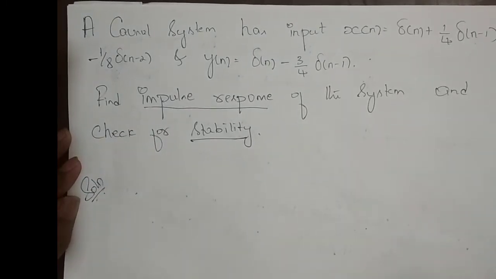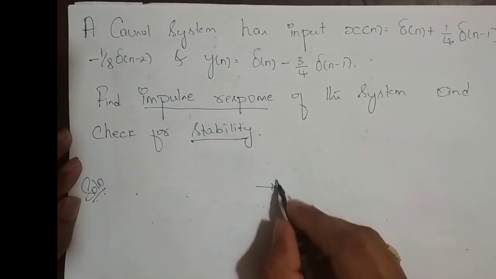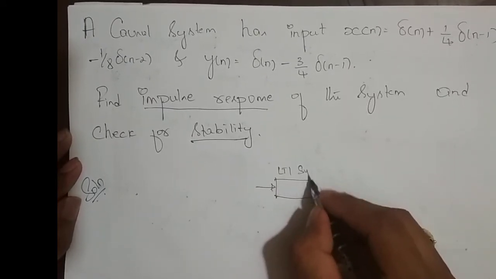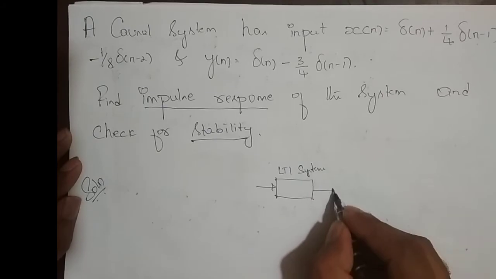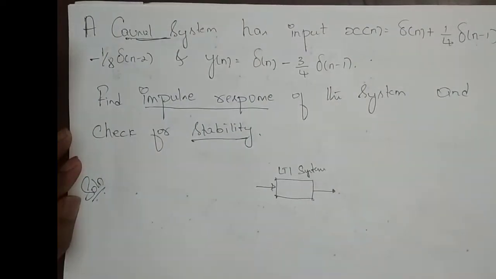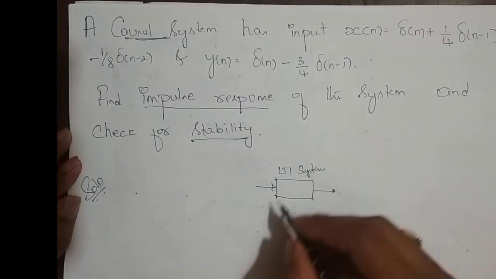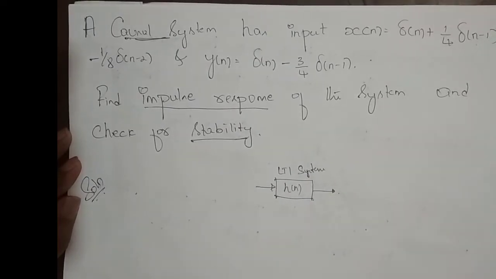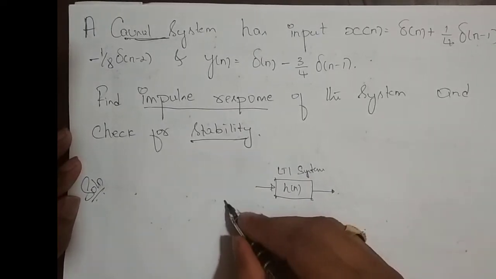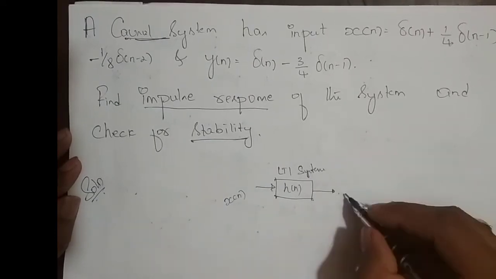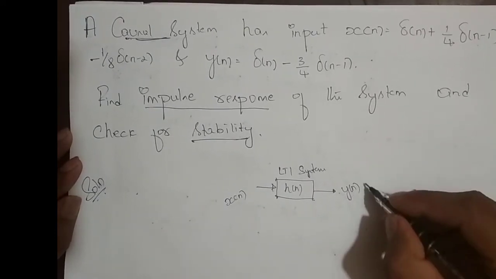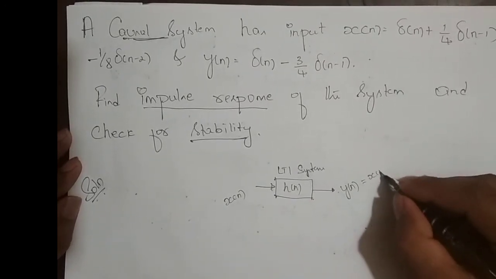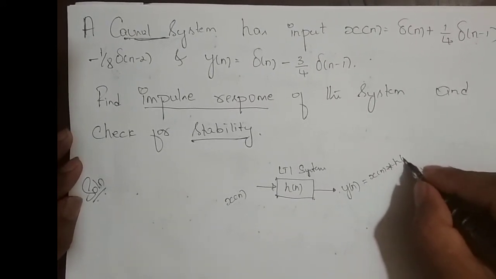Before we approach the problem, we have a system here. It's an LTI system, a causal LTI system. Mind you, it's a causal system. Whenever I say LTI system, there has to be an impulse response, right? h of n. So we are feeding input x of n and we get output y of n, right? And what is y of n in terms of h of n and x of n? It is x of n convolved with h of n, correct?